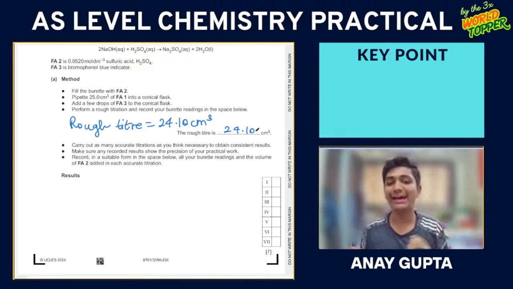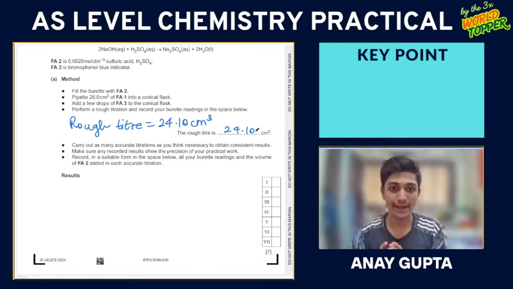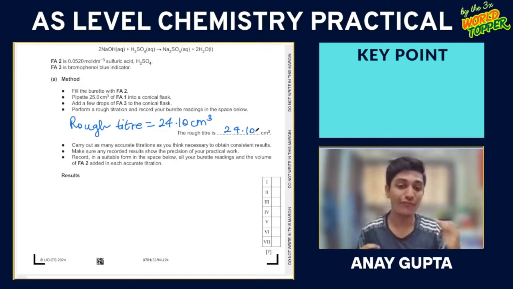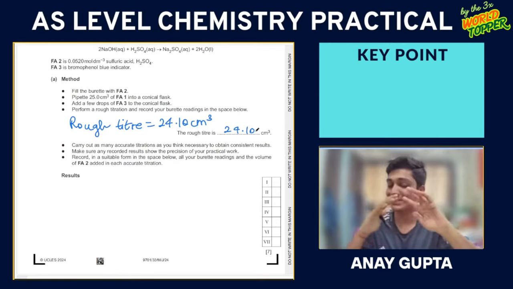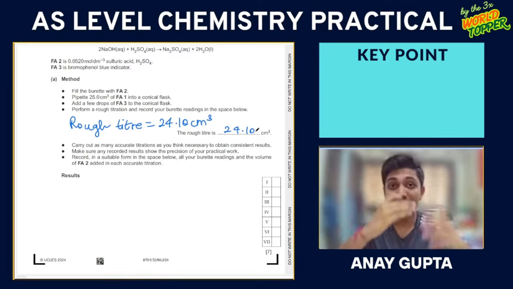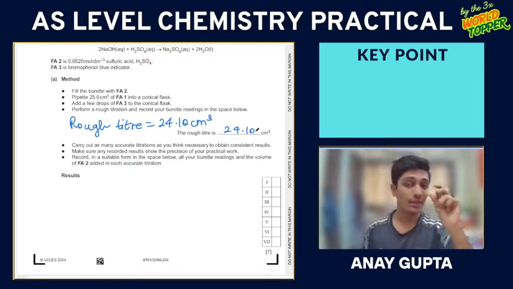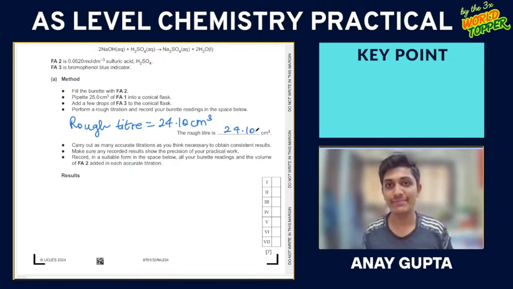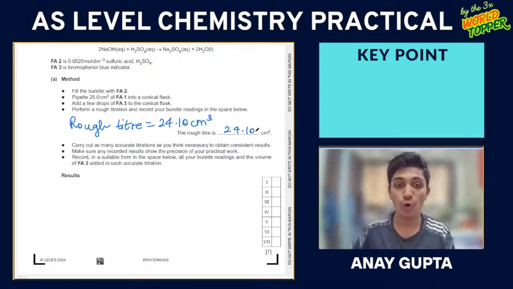Now, carry out as many accurate titrations as you think necessary to obtain consistent results. Make sure any recorded results show the precision of your practical work. Record in a suitable form in the space below all your burette readings and the volume of FA2 added in each accurate titration. Okay, so firstly, guys, we need to record our values to two decimal places. That has been established. Now, we also need to repeat our experiment multiple times until we find a concordant reading. Now, what is a concordant reading? Concordant basically means that the two titer values are within 0.1 centimeter cube of each other.